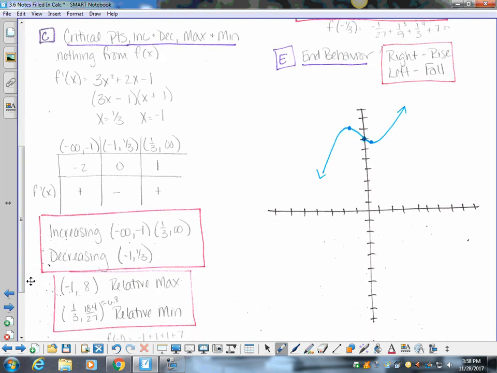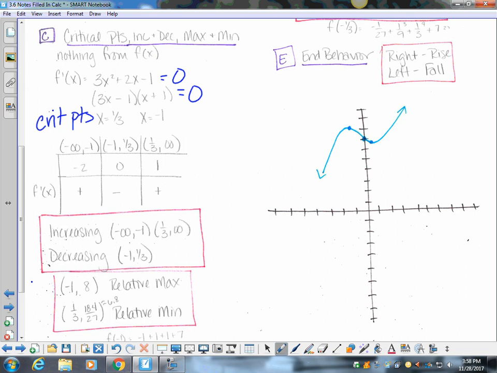So I take the derivative, and I set it equal to 0, and I factored it, and I solved it. So these become my critical points, so they help me set my interval. So I'm going negative infinity to negative 1, and then negative 1 to 1/3, and then 1/3 to infinity.